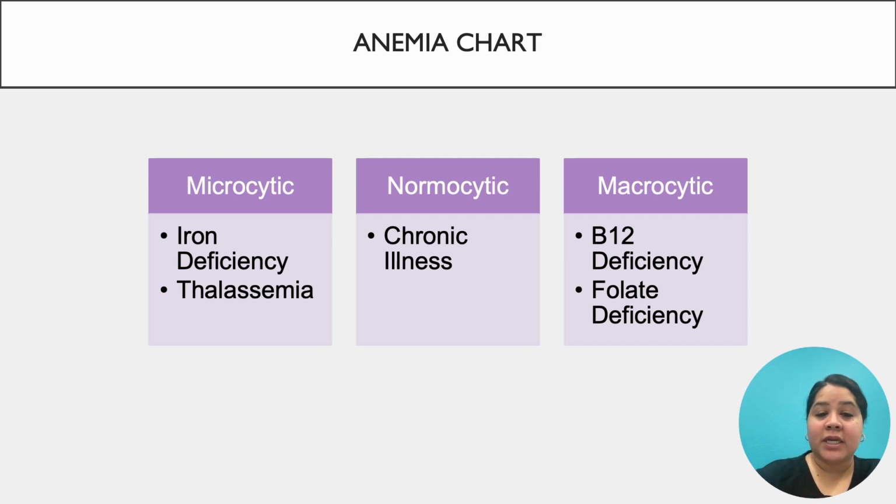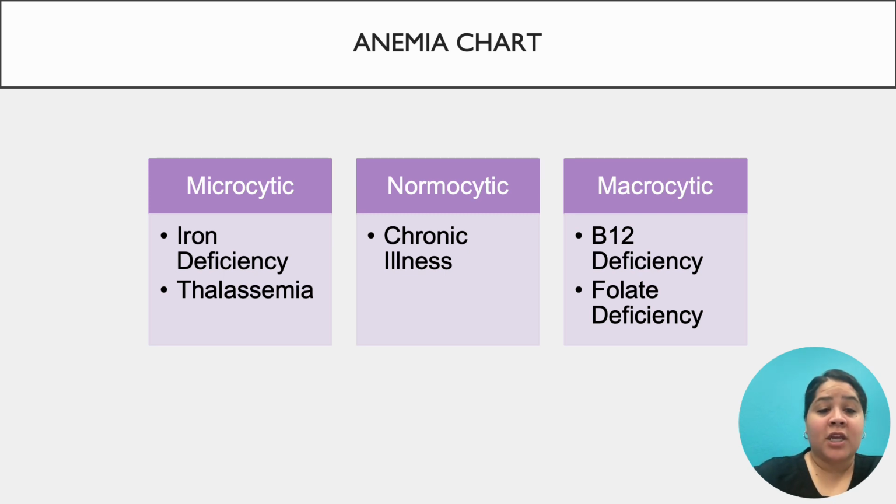So remember, your microcytic anemia is your IDA and your thalassemia. And something to remember under this category is for IDA, you'll have abnormal iron studies. But with thalassemia, you'll have normal iron studies. And for thalassemia, your confirmatory diagnostic will be the electrophoresis.